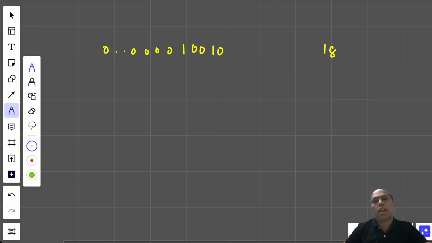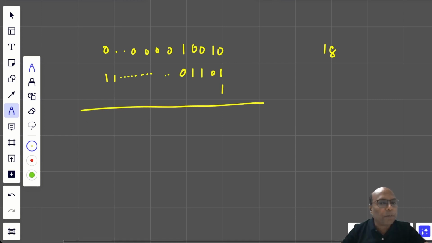32 bits. Minus 18, what will you do? First, inverse the bits. All will be 1. This will be 0, 1, 1, 0, 1. Then what do you need to do? Add 1 to it. If you add 1, 1 plus 1 is what?